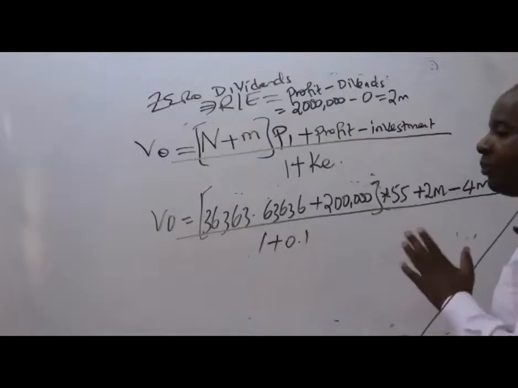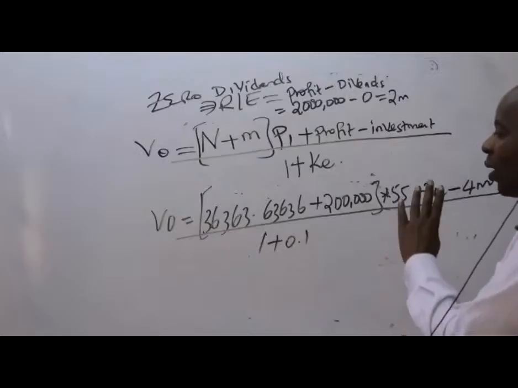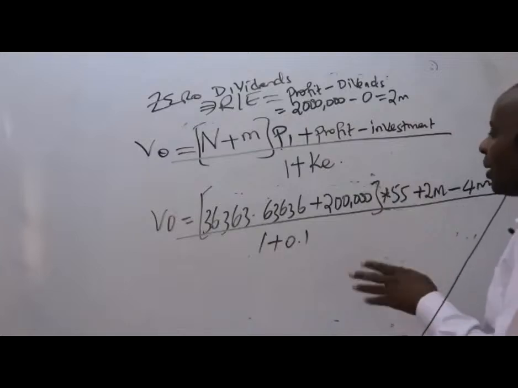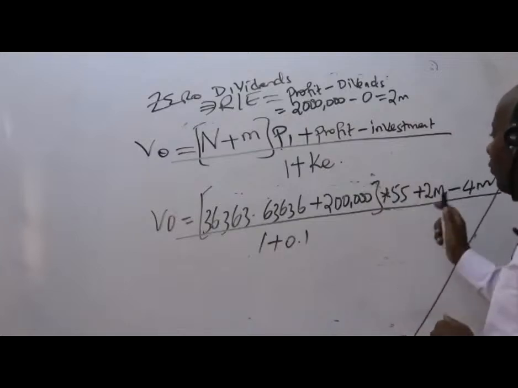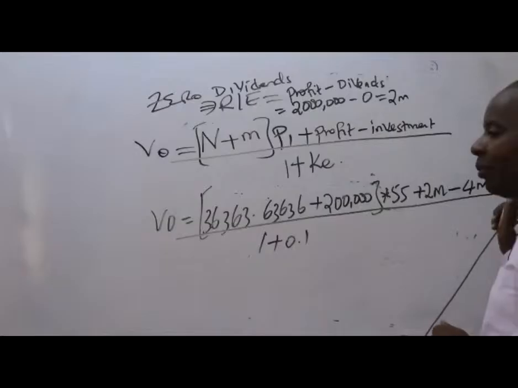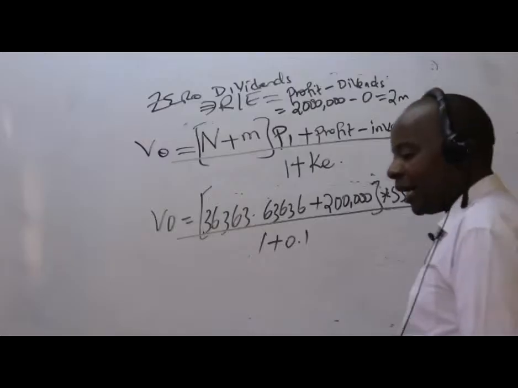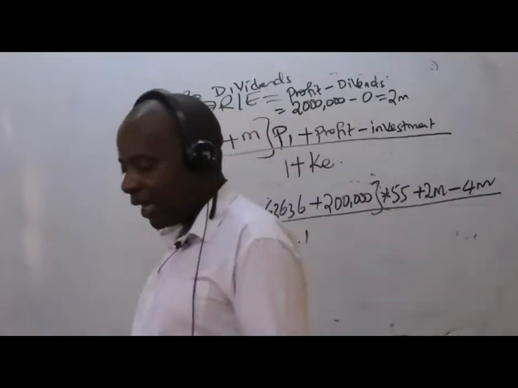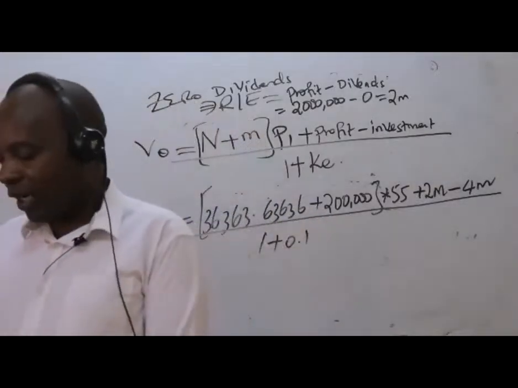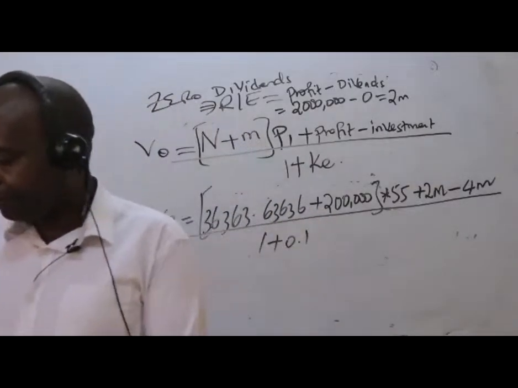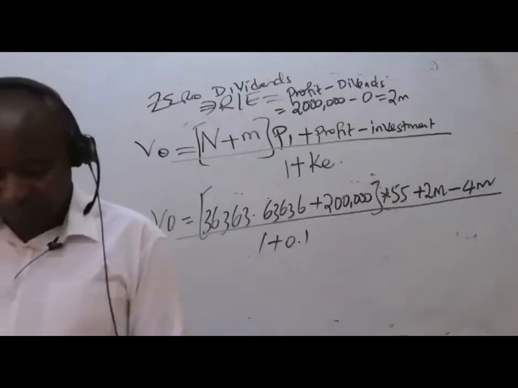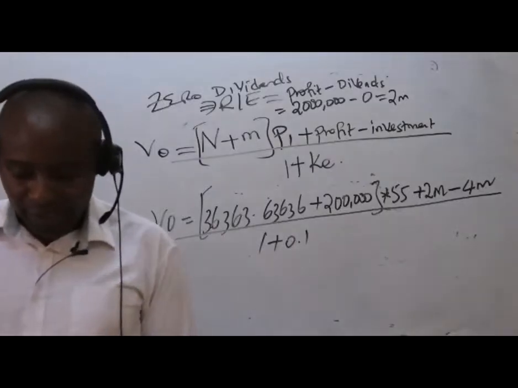So could you kindly move now slowly? Go up there and open brackets, times 55 plus 2 million minus 4 million. You say equals, and then you divide by 1.1, and then you advise us, what value are we getting there? Somebody.